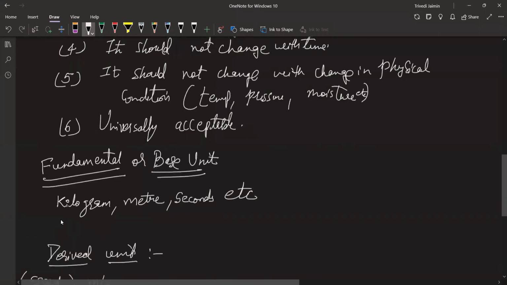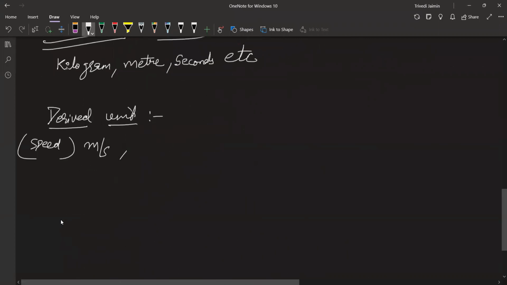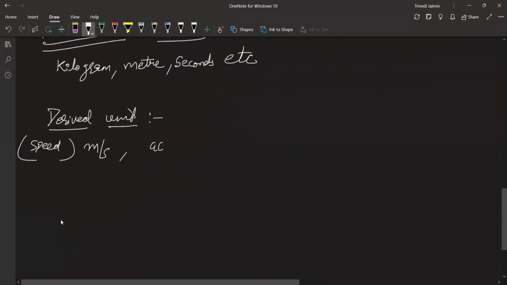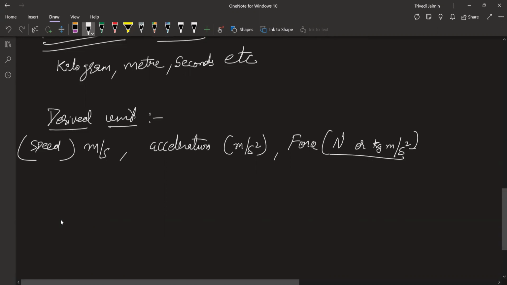Then what was next? Acceleration, meter per second squared. Then force, Newtons, or kilogram meter per second square. Okay, so any doubt till now? Derived quantity, derived unit, fundamental quantity, fundamental units?